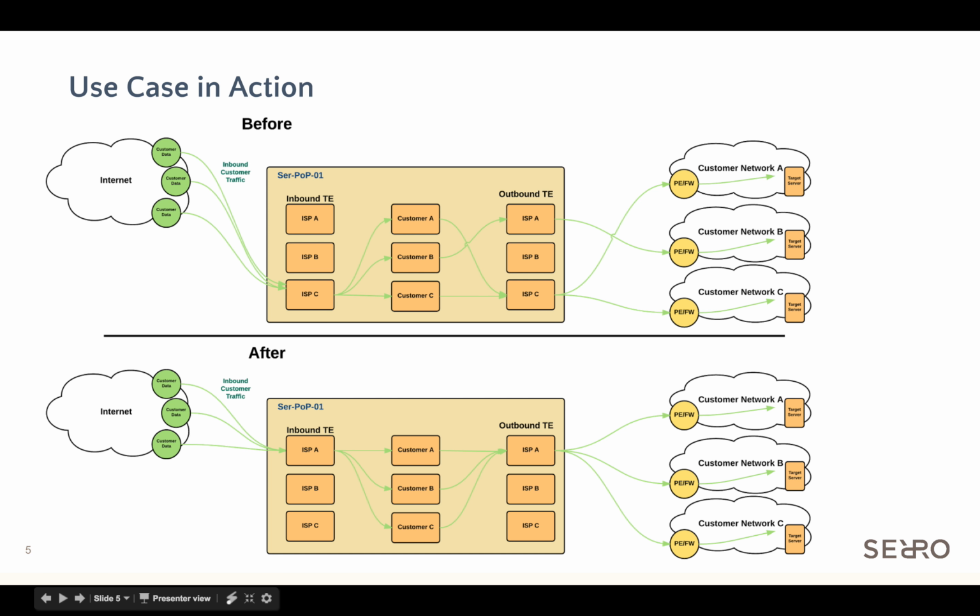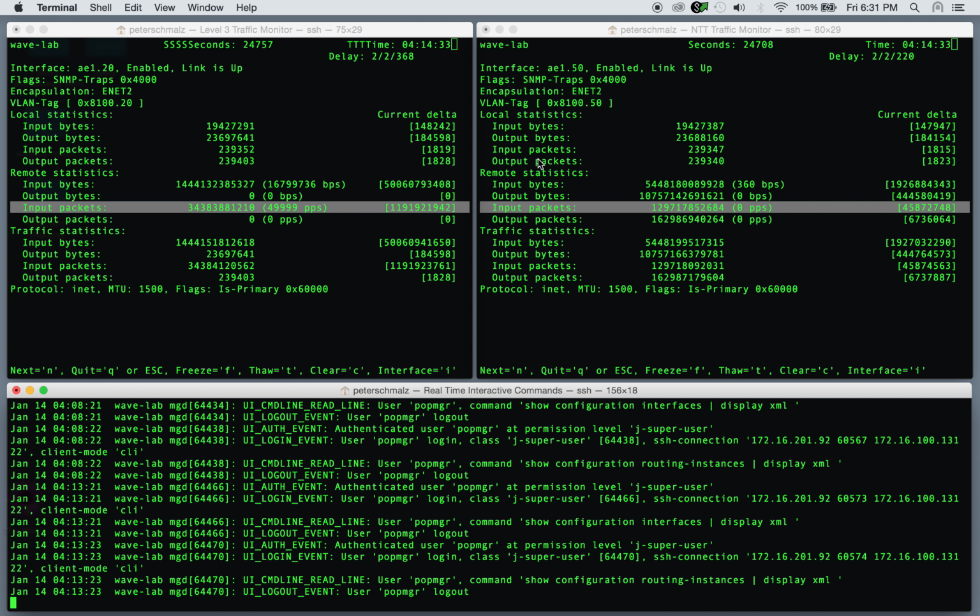In our demonstration, a data center is connected to several ISPs, including NTT and Level 3. We'll monitor the traffic entering the data center from these ISPs using these terminals. At the top left of the screen, we're monitoring traffic entering Level 3. At the top right, we're monitoring NTT. The bottom terminal is monitoring real-time interactive commands that the framework is sending to the network node. Let's take a look at how the traffic is flowing through these ISPs right now.